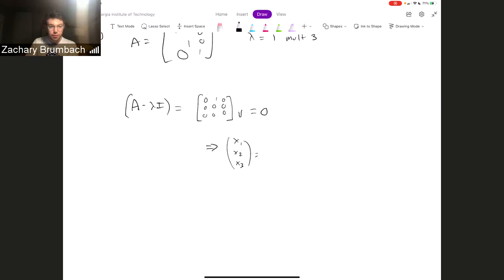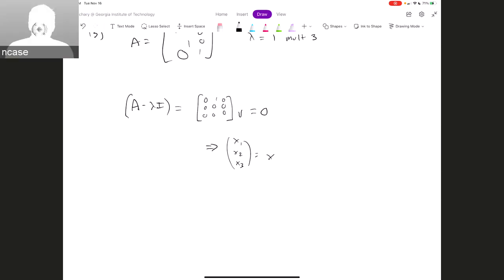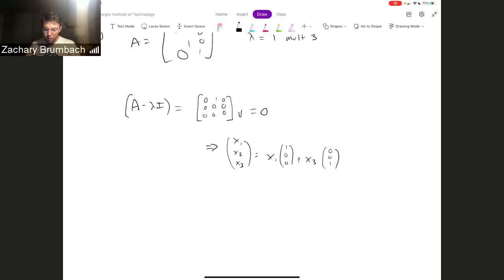So what two variables are free? If anybody wants to answer that. So you have x1 and x3. Precisely. And those vectors in this case are just 1, 0, 0 and 0, 0, 1. Okay, so this gives us our eigenvectors.